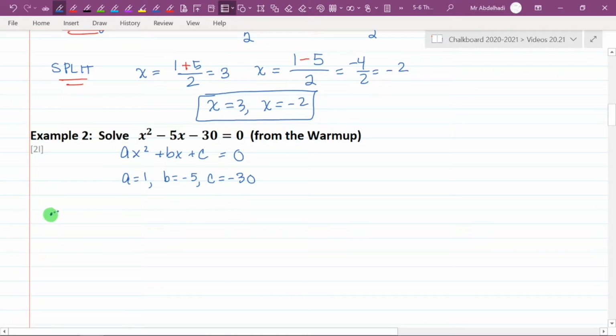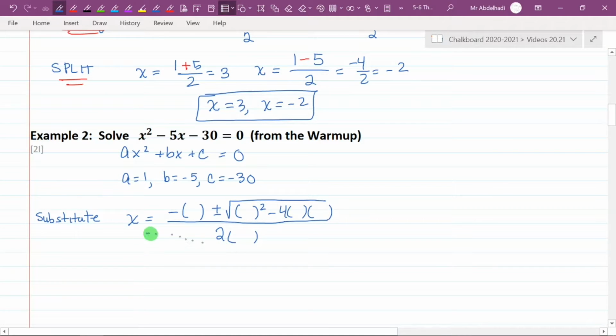Now, the first step, substitute. You see I've written the entire formula here, left out the a's, b's, and c's, and put parentheses where they used to be. Now, this is a b, so it's going to be a negative 5. This is also a b, it's also another negative 5. This is an a, it's going to be a 1. This is a c, it's a negative 30. And this is also an a, so it's a 1. And that's the substitute step.